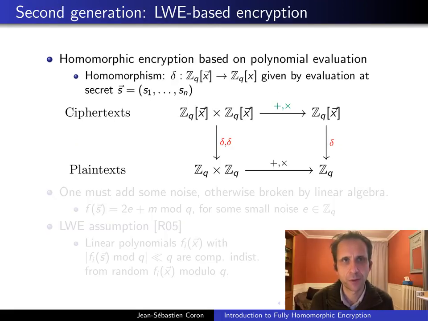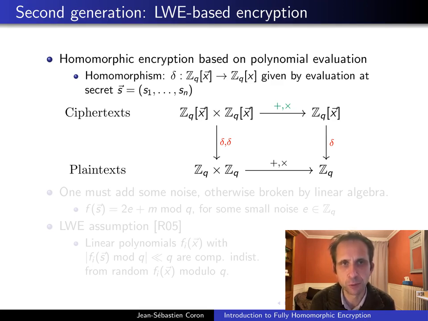So let me now describe the second generation of fully homomorphic encryption schemes. They are based on polynomials and polynomial evaluation. So the homomorphism consists in evaluating such polynomials. We consider a linear polynomial with coefficients modulo q with n variables. So we have n plus 1 coefficients with the constant term. And the decryption function consists in evaluating this polynomial at some secret point S with n components. So this is a homomorphism.